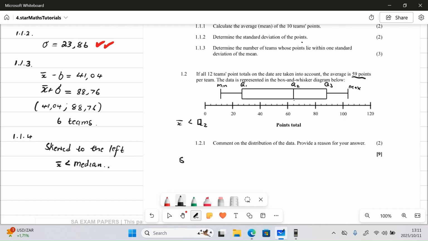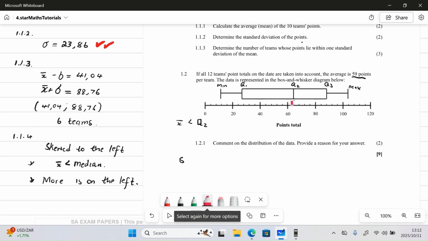That's why we are saying it is skewed to the left. Or someone can also say more information is on the left hand side. How do you see that more information is on the left hand side?